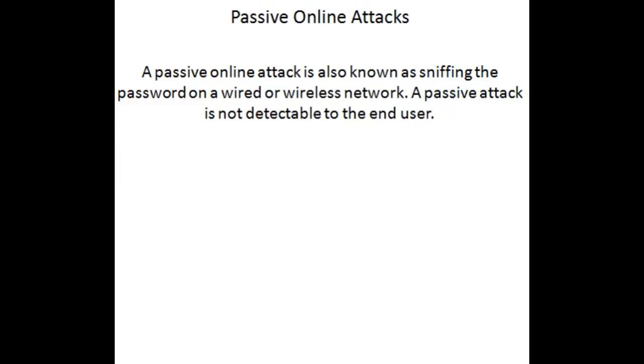Another passive online attack is known as man in the middle. In a MITM attack, the hacker intercepts the authentication request and forwards it to the server by inserting a sniffer between the client and the server. The hacker is able to sniff both connections and capture the password in the process.